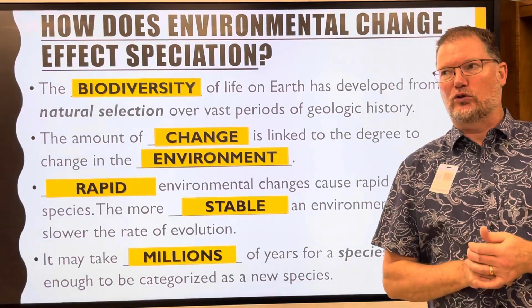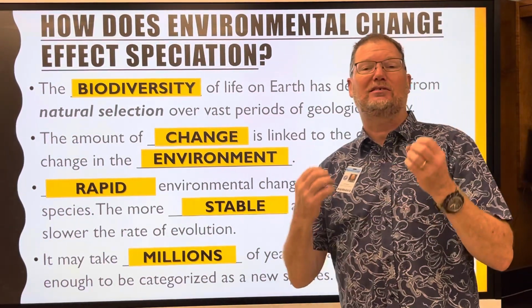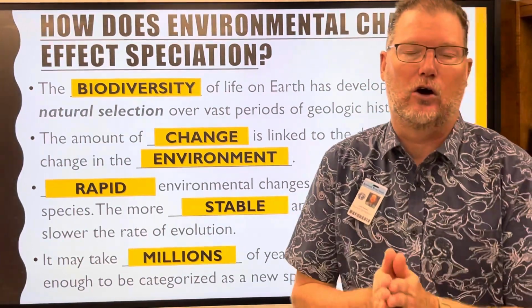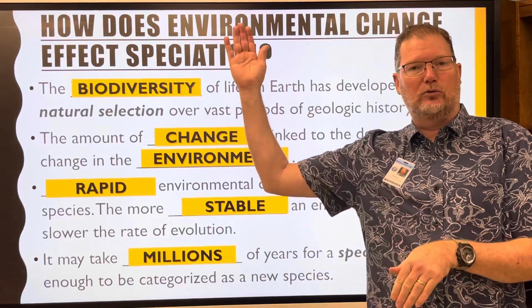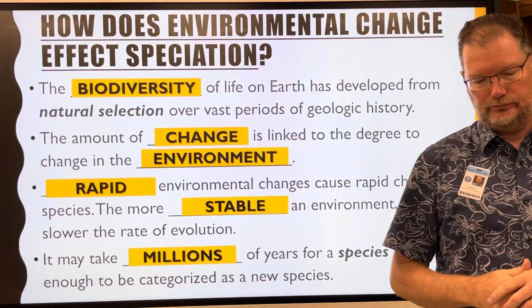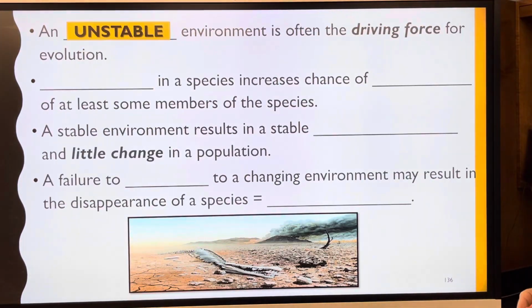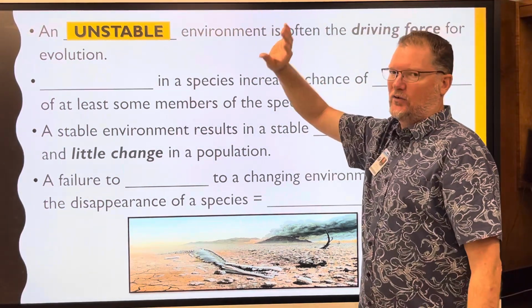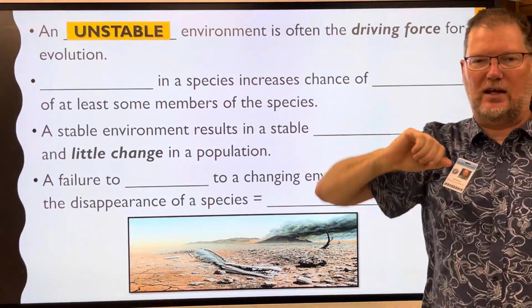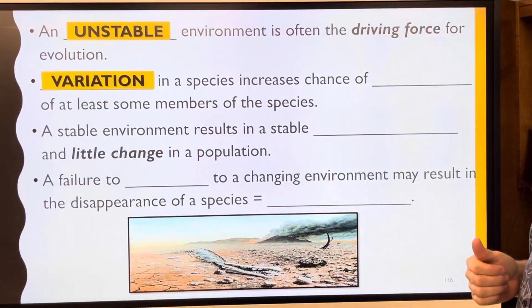People think the dinosaurs were around when people were around. It was 65 million years ago when the dinosaurs were here. And mammals have had all that opportunity to develop and grow. An unstable environment is often the driving force for evolution. This is kind of the same thing being said in different ways. That's like the third time we've said that in the past 2 slides.